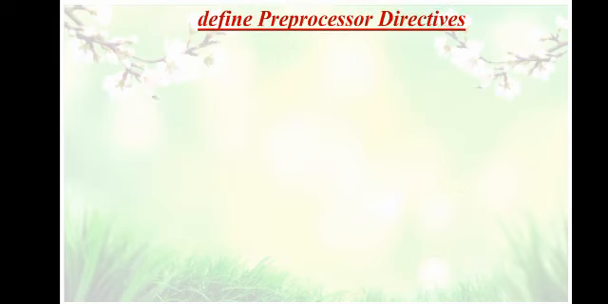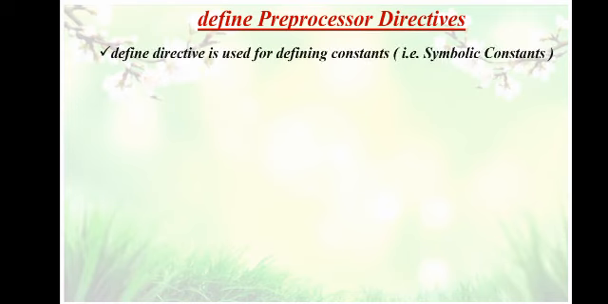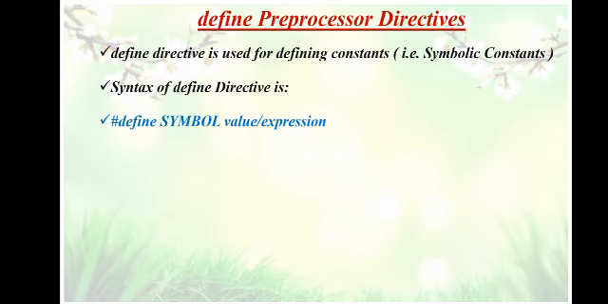Then what is the define preprocessor directive? The define preprocessor directive is used to define constants, like symbolic constants. The syntax is hash define. First of all you write the symbol, which is in uppercase letters. Then the value, meaning any digit or number you are assigning, or an expression, meaning any formula you are assigning.